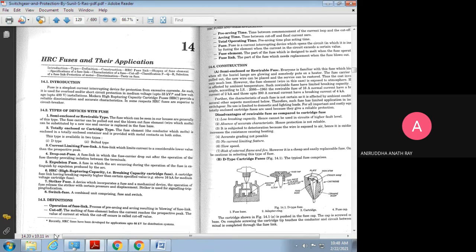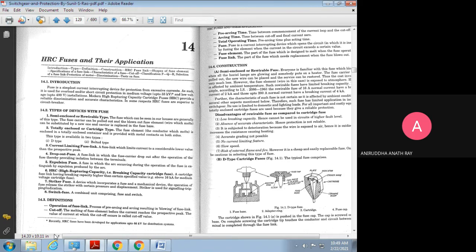Now the third one, that is current limiting fuse links. A fuse link which limits the current to a considerably lower value than the prospective peak is called the current limiting fuse link.